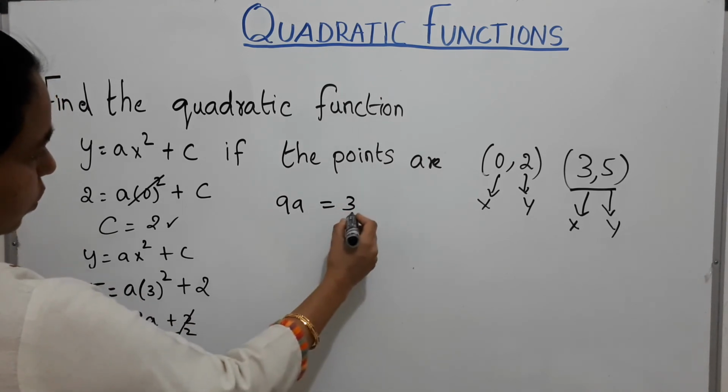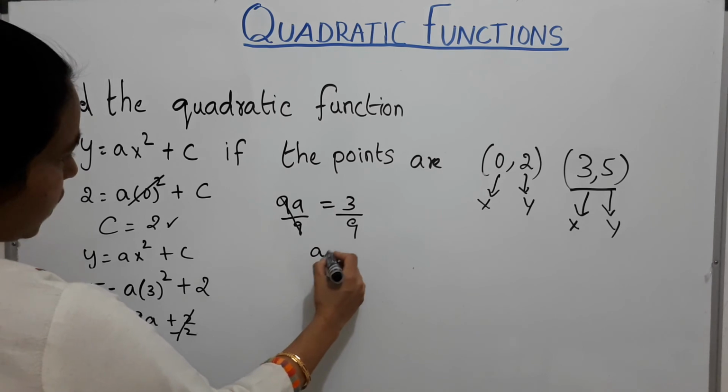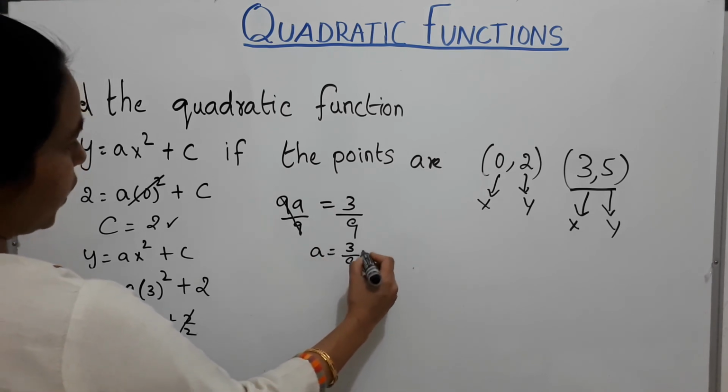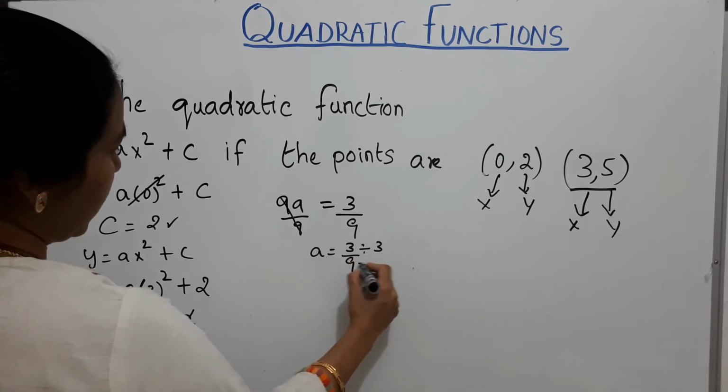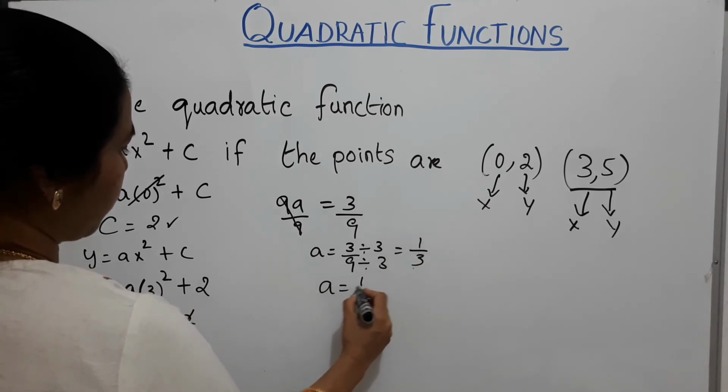So 9A is equal to 3. So divide both sides by 9, and so this will be gone. A is equal to 3 over 9. When you simplify it, divide both by 3, which will be 1 over 3. So the value of A is equal to 1 over 3.